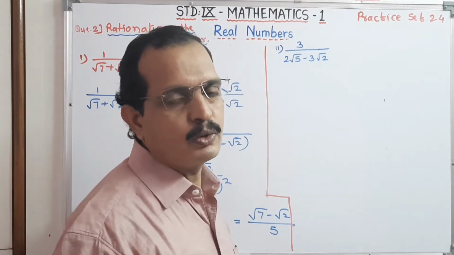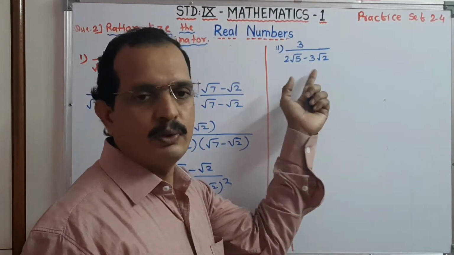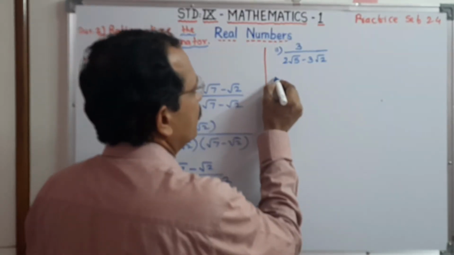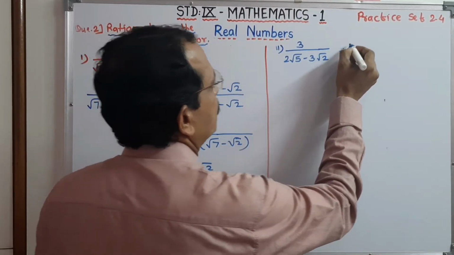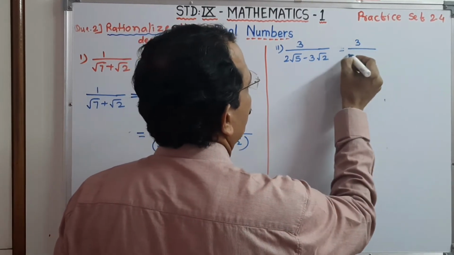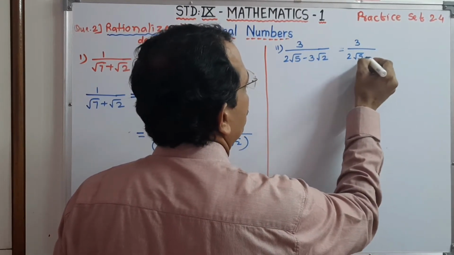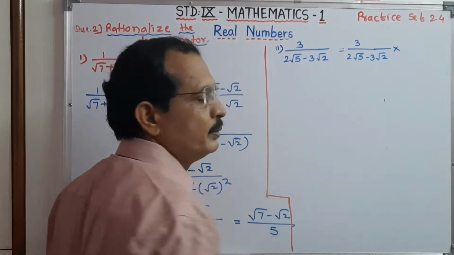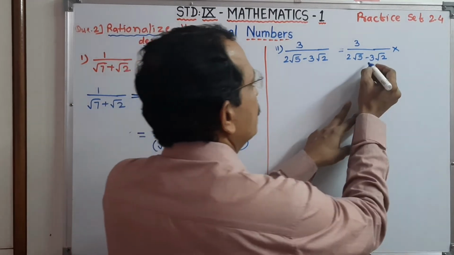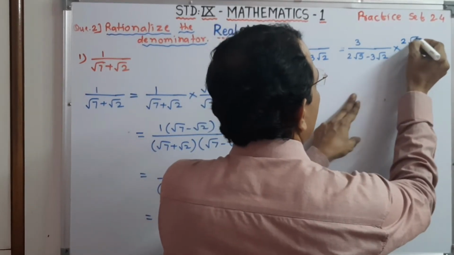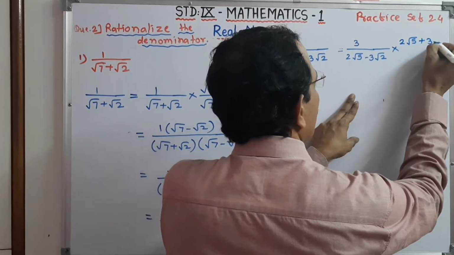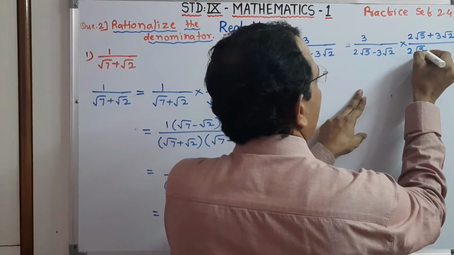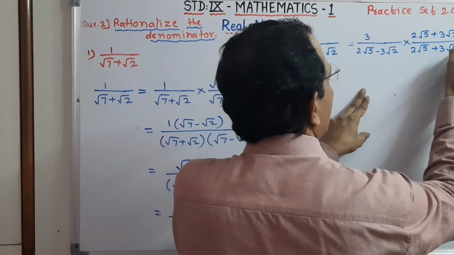It is not difficult to find out the conjugate pair. We know we have to just change the sign. Therefore, we can write here 3 upon 2 root 5 minus 3 root 2 multiplied with its conjugate, 2 root 5 plus 3 root 2. Here 2 root 5 plus 3 root 2.